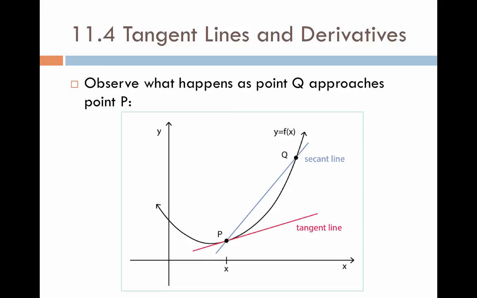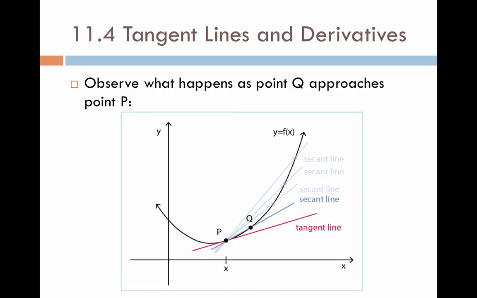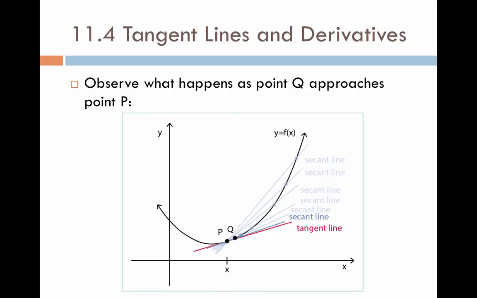Alright, so here we have a curve. It's like a parabola shape. And we have a secant line, the line in blue. And we have a tangent line, the line in red, that's tangent at point P. Alright, so we want to observe what happens as point Q approaches point P. So imagine Q sliding down the curve of that function towards point P. See what happens to the secant lines? So as Q gets closer and closer to P, the secant line gets closer and closer to that of the tangent line.